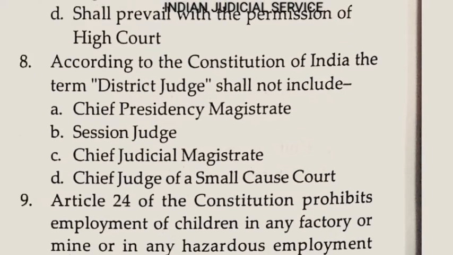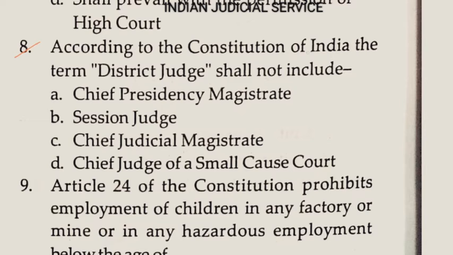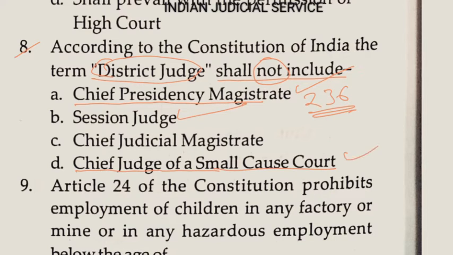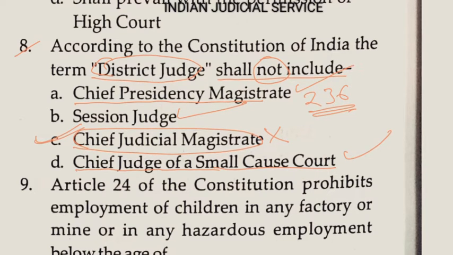Now question number 8. According to the Constitution of India, the term district judge shall not include. So district judge is provided in which article? Article 236. In the term district judge, the chief presidency magistrate is there, the sessions court is there, and the chief judge of the small causes court is there, but the chief judicial magistrate is not there. So the answer is here option C.